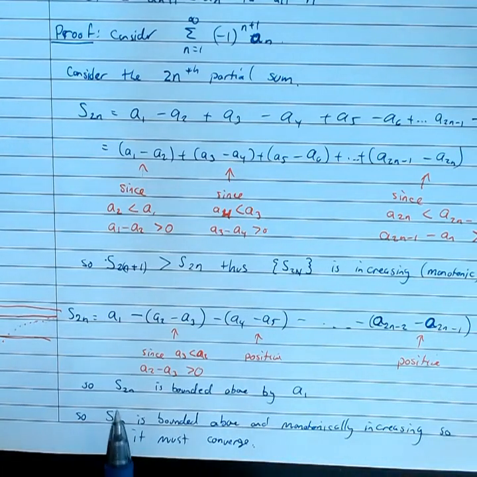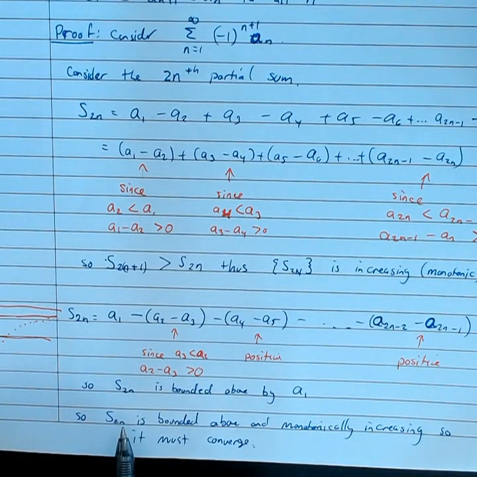But now you say, well, wait a minute. You looked at the even partial sums. Can you do that? I thought you were supposed to look at all the partial sums. Well, that's true. Here we've only looked at the even partial sums. But it turns out that the odd partial sums are going to behave the same way, and it's really, really easy to show that. All we have to do is get rid of one term.